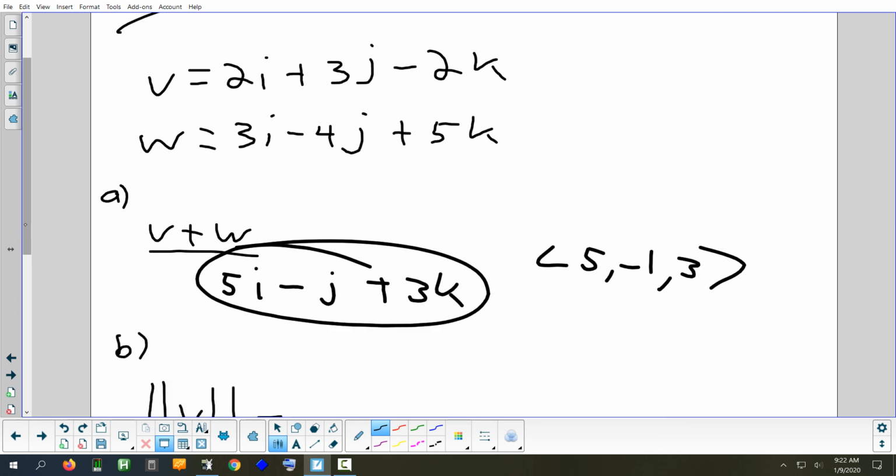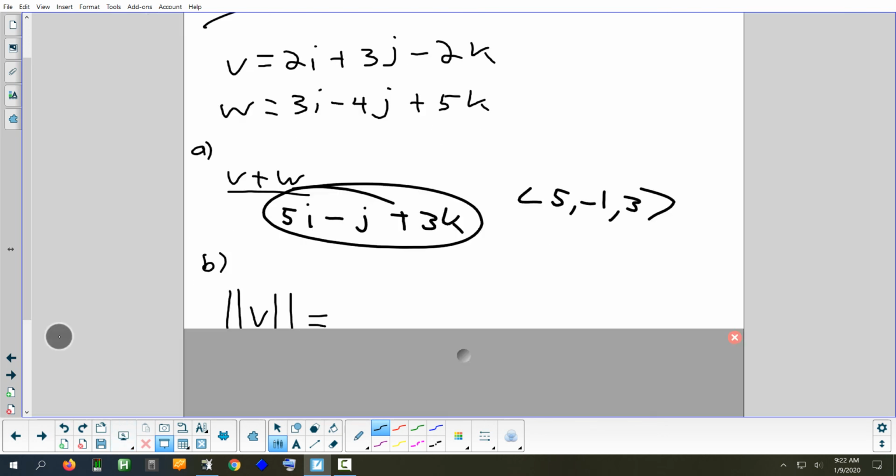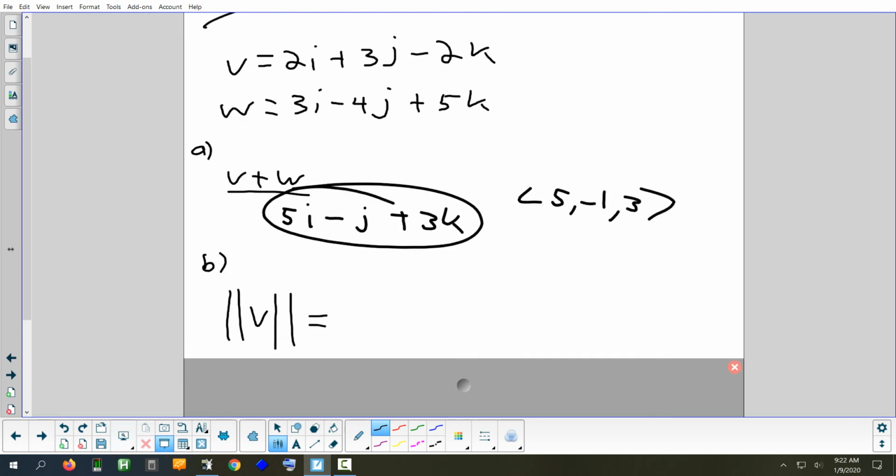All right. Let's do a magnitude. Specifically, I want the magnitude of the first one, magnitude of v. So Brandon, when I find a magnitude, what's the first thing that I always want to write down in that magnitude formula?